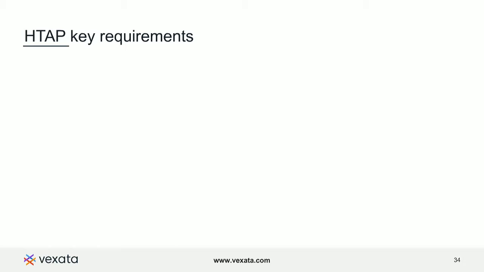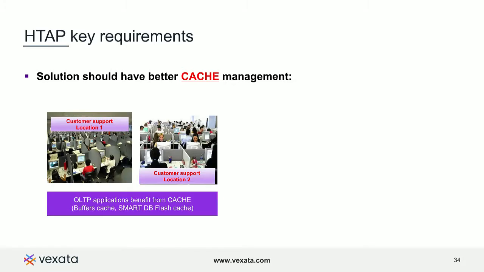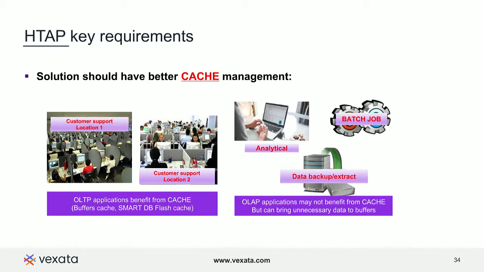Now let's move on to another HTAP requirement. The solution should have better cache management. Consider these two examples. In HTAP, we know that OLTP applications benefit from caching. When I say caching, it could be your buffer cache or a database flash cache. OLAP applications might not benefit from caching, but they can bring unnecessary data blocks into the buffer. I have to say here, not all OLAP queries bring data blocks to the buffer. For example, your direct path reads will not.